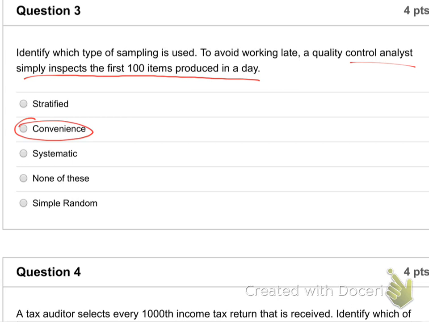Because if the factory is running, you want to check some that are coming out later, because the machines could get warmer and produce inferior products. And there's all kinds of reasons why you don't want to just sample that way. It's not going to get you to the truth. So convenience sampling. That person's doing what's convenient, what's easy. Maybe what would be helpful is let me describe the other ones. What is stratified sampling?